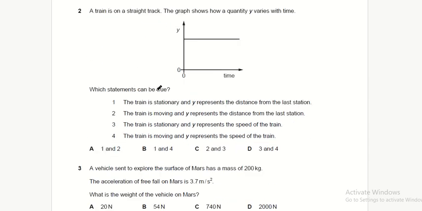Train on straight track. Y maybe the velocity. It is moving with constant speed or distance, but it should be stationary if Y is the distance, because we cannot have the distance at a fixed value when the train is moving, because distance increases.